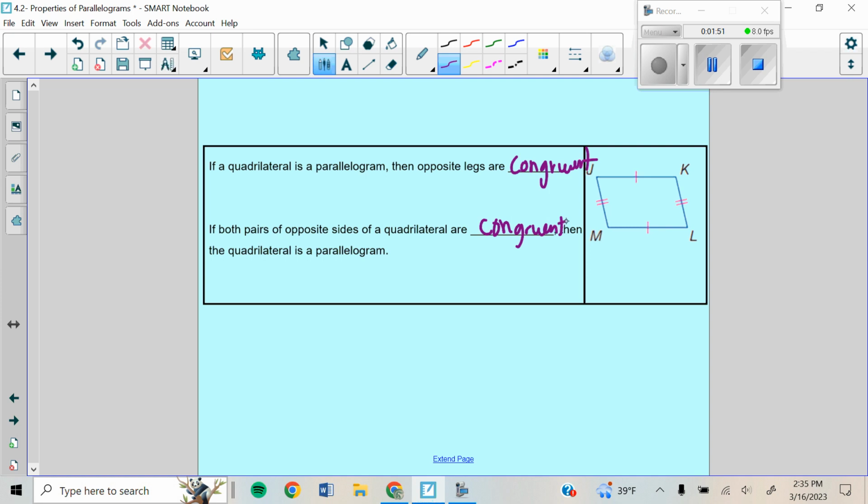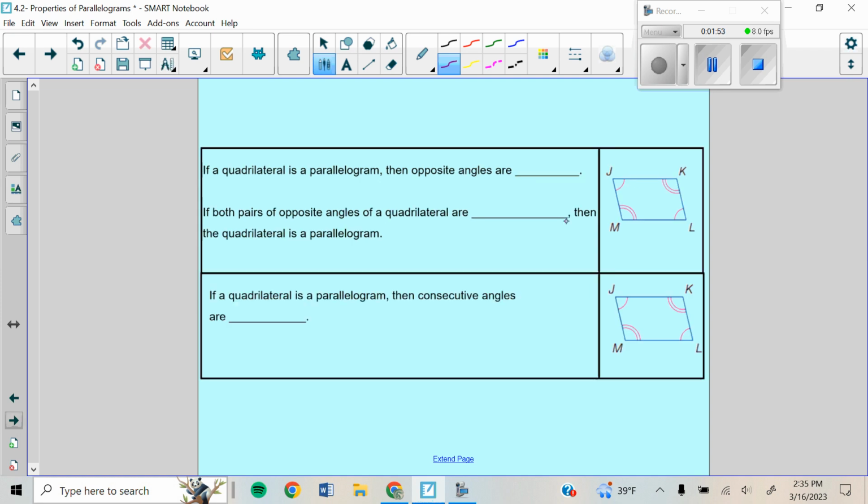It is. All right, we can see the same thing here in angles. If it's a parallelogram, opposite angles are congruent. And I can say the converse: if I have a quadrilateral and I notice that the opposite angles are congruent, and both sets of them are, then I can say, yes, it's a parallelogram. So we'd say like angle J is congruent to angle L and angle M is congruent to angle K.